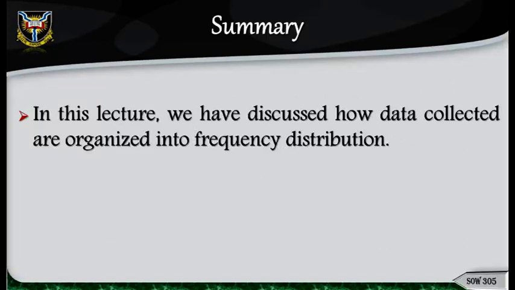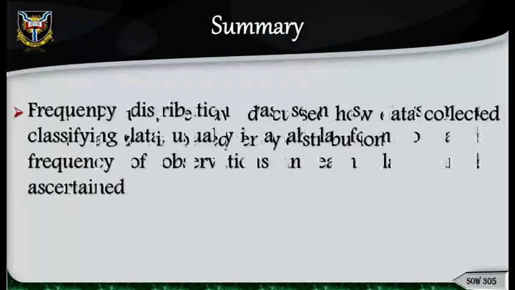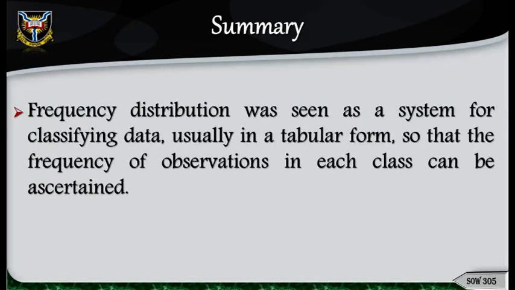Summary. In this lecture, we have discussed how data collected are organized into frequency distribution. The frequency distribution for both grouped and non-grouped data were examined, and the steps involved in the construction of frequency tables were also taught. Frequency distribution was seen as a system for classifying data, usually in tabular form, so that the frequency of observations in each class can be ascertained.